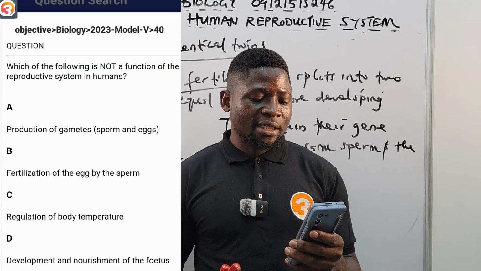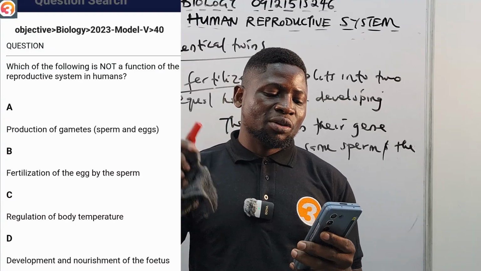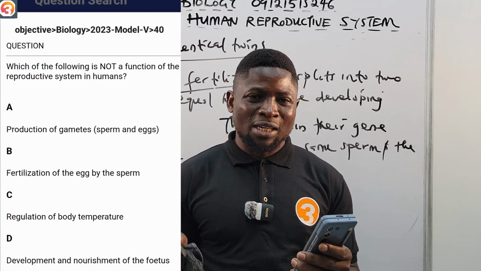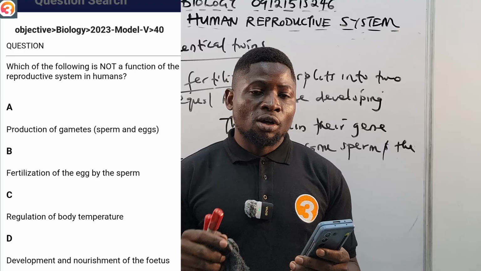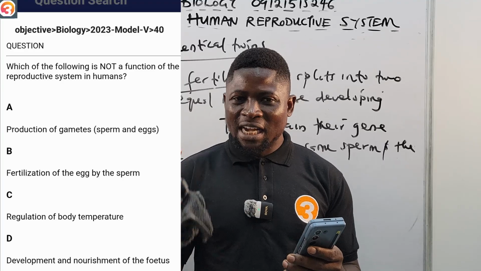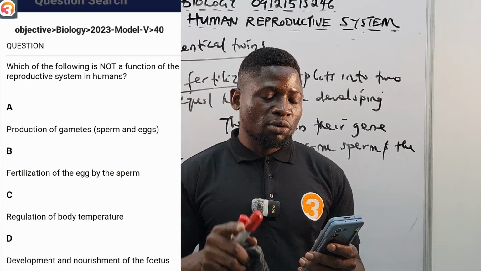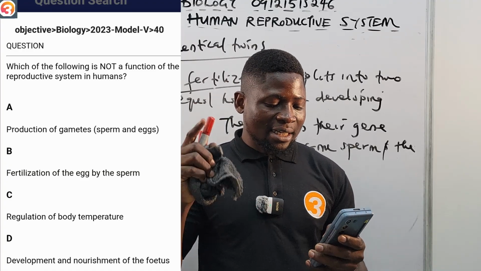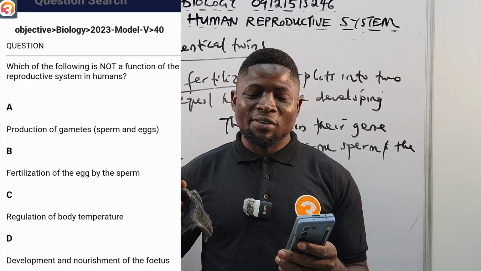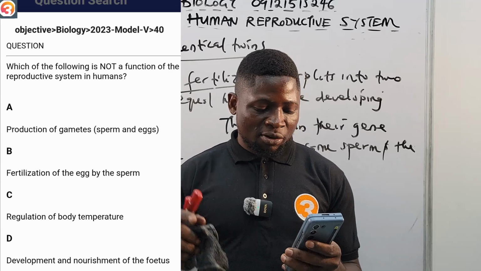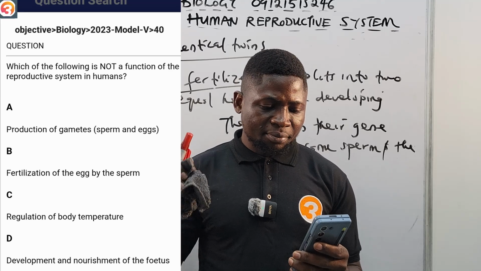2023, number 40 says, which of the following is not a function of the reproductive system in humans? All are but one. A says production of gametes, okay? B says fertilization of the egg by the sperm. C says regulation of body temperature. D says development and nourishment of the fetus. Okay, so tell me the correct answer in the comment section.